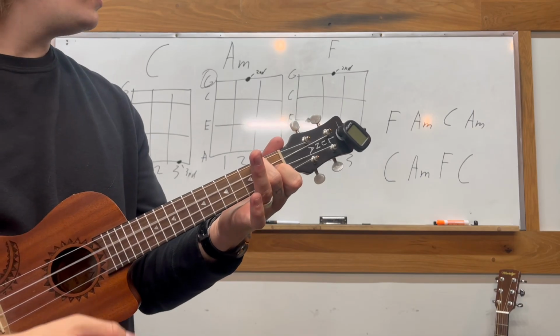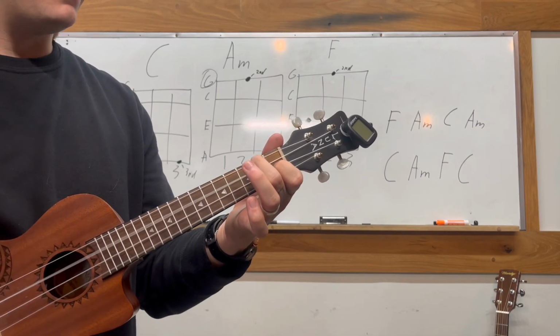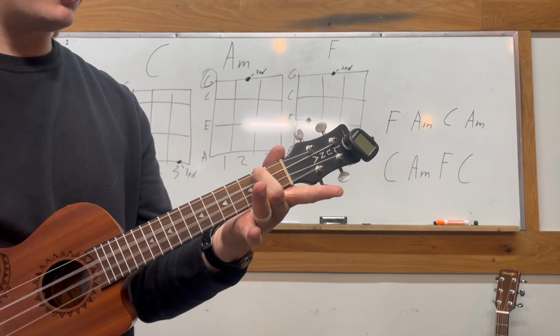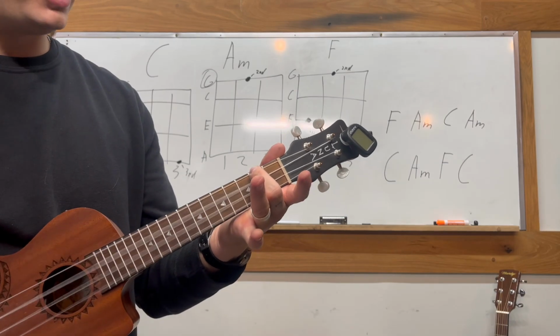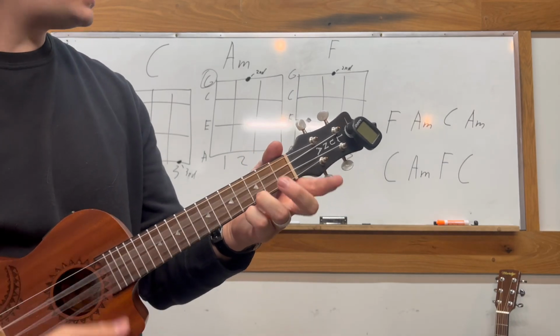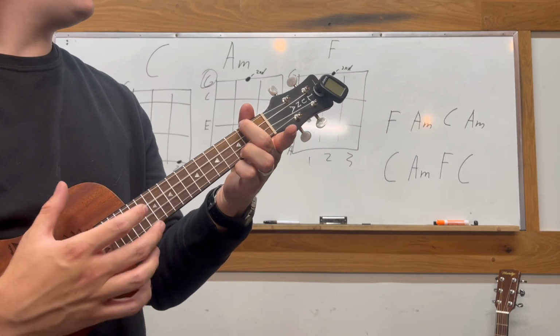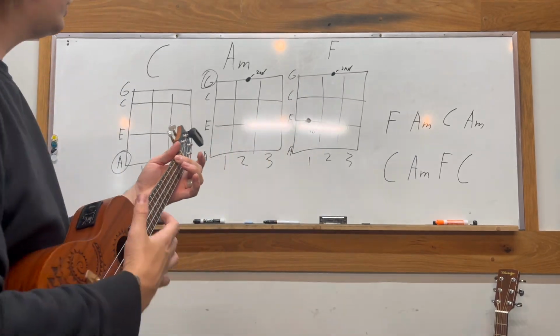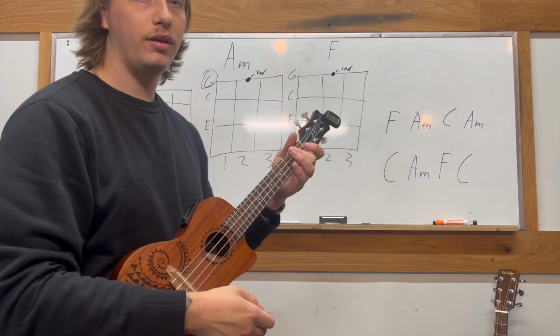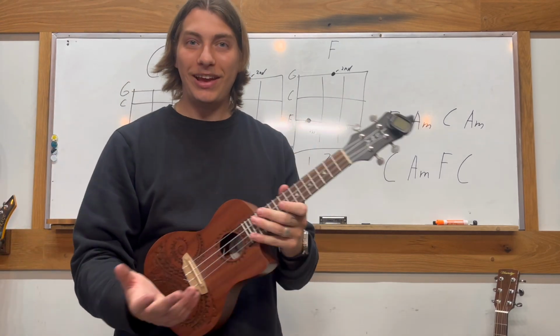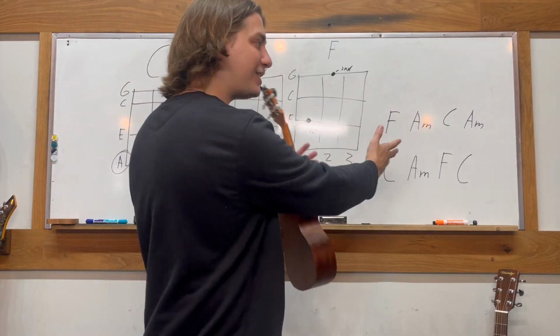So F, 2, 3, 4. And then A minor. 2, 3, 4. And then C, 2, 3, 4. And then A minor. 2, 3, 4. Does that make sense? Isn't that so much fun?